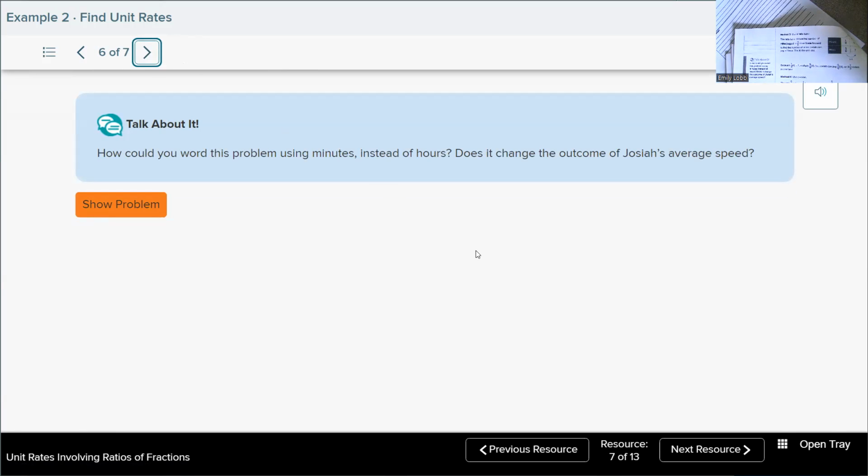Could we reword this problem using minutes? Maybe, right? We could find the number of miles per minute, or we could find the number of miles in 60 minutes. So if we were finding the number of miles in 60 minutes, we would expect the same, right? Because 60 minutes is an hour. But if we found the number of miles per 1 minute, it would be different, right? Because we would be dividing that by 60. You would not be able to run as many miles in a minute as you can in an hour, right?